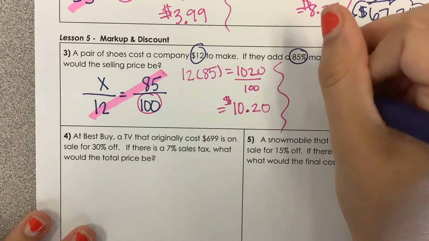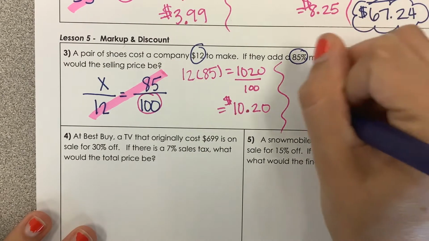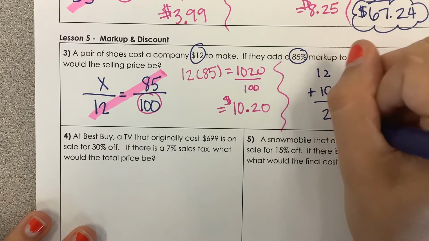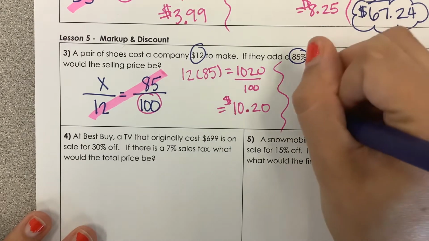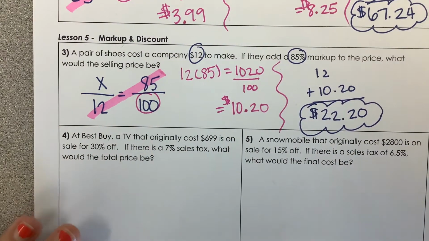So the store bought it for $12. They're adding $10.20 in a markup. So the total cost, the selling price at the store, is that 12 plus 10.20, and that gives you $22.20.